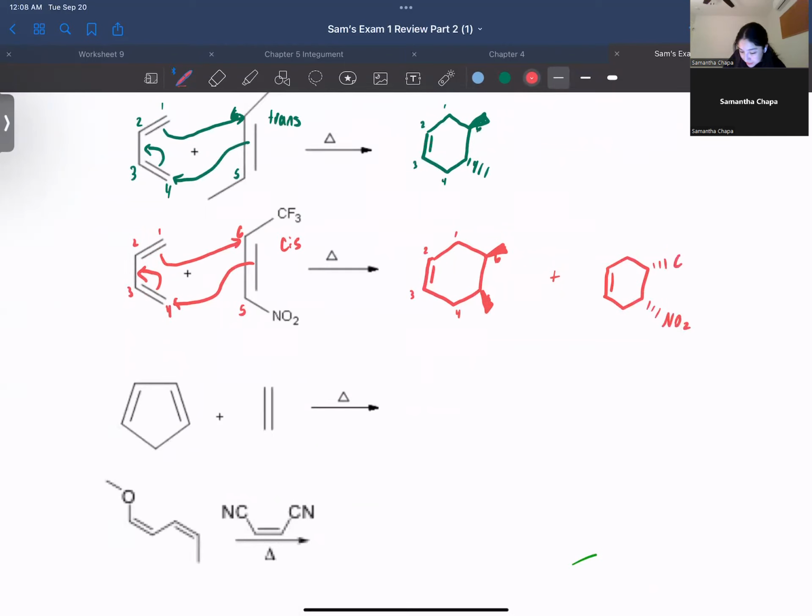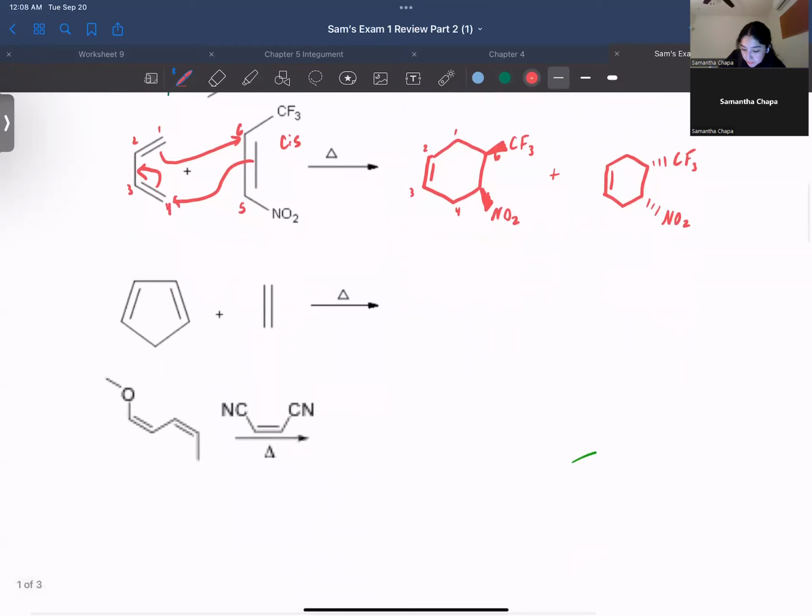And then I would usually forget to actually add the substituents that we have, just like I did on the left one. So make sure that you write in your CF3 and NO2. There we go. Make sure you're good so far. Yeah. Okay. This next one can get a little tricky.